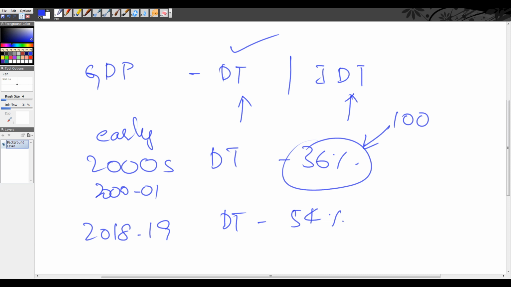Maybe some time in future, it will be more or less equal because of the streamlining of GST. Right now, because of the difficulty in processing GST returns, and maybe the whole thing is still new, the GST collection is very low, but it should ideally be equal. Anyway, moving on.